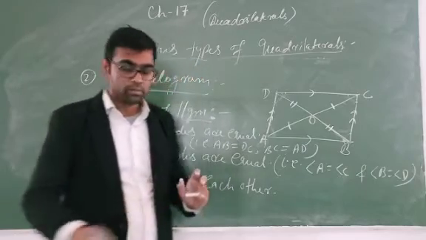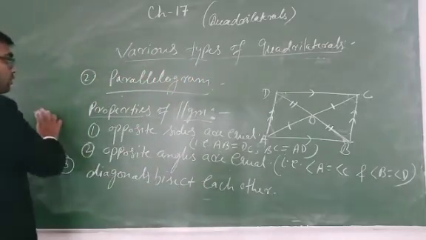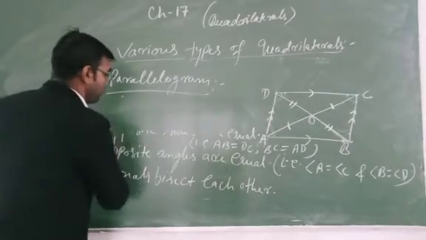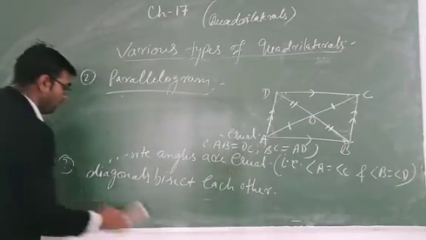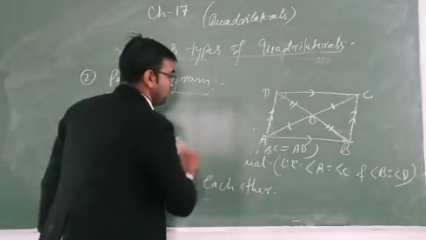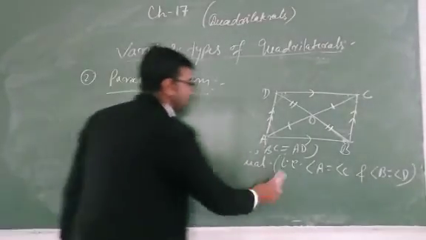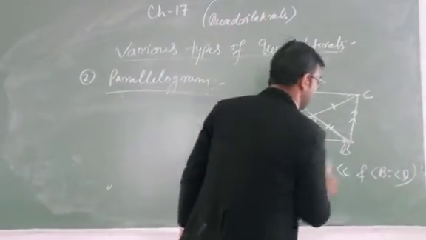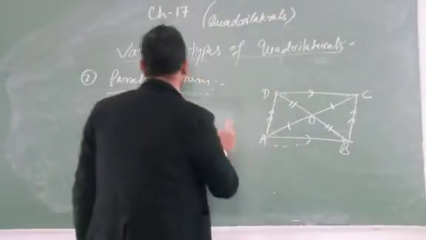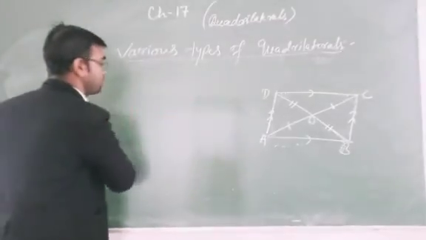So here parallelogram is done. Now come to the next definition, rhombus. The next type of quadrilateral is the rhombus. So the third type is rhombus.